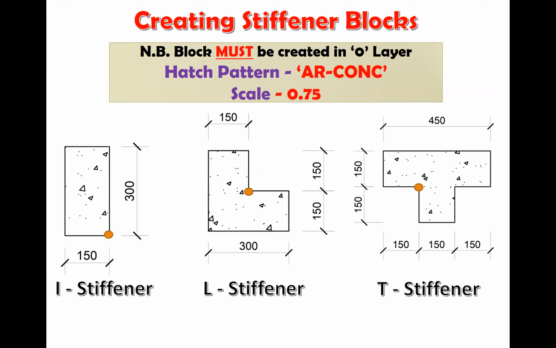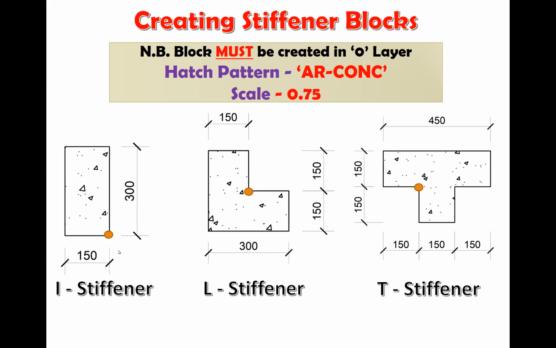All right, so on screen, we're seeing the typical stiffeners that we'll be working with. So we have the I stiffener here. The size of it is 150 by 300. We have the L stiffener, and the size of that is 300 by 300, and these are 150 distances, the shorter sides. And the T stiffener, 450 across at the top, and these short distances are 150 going all around.